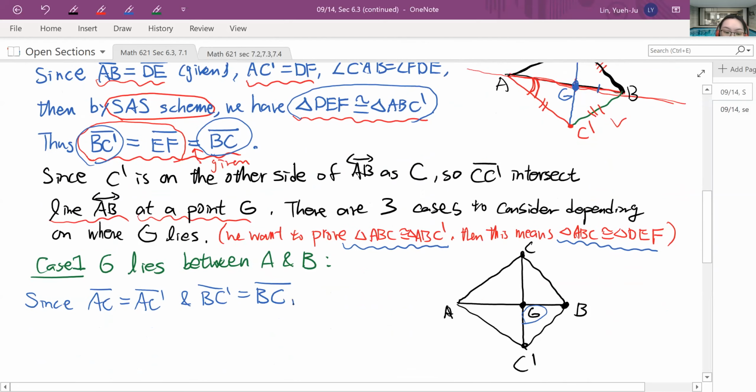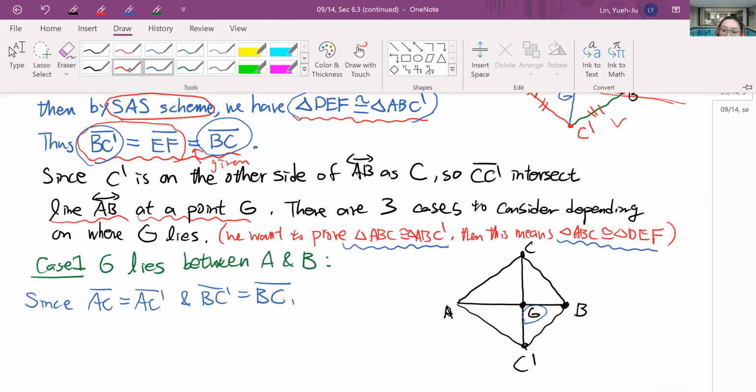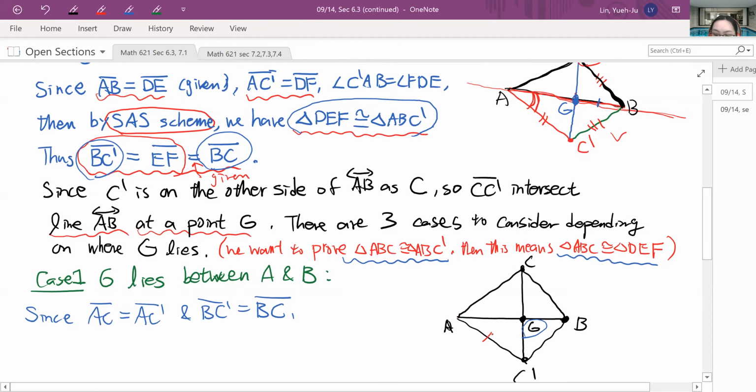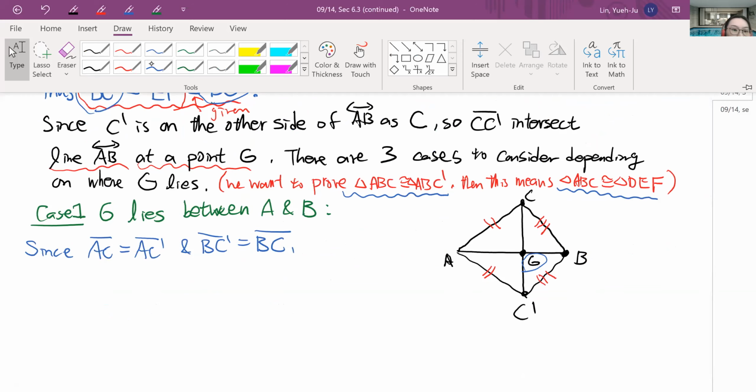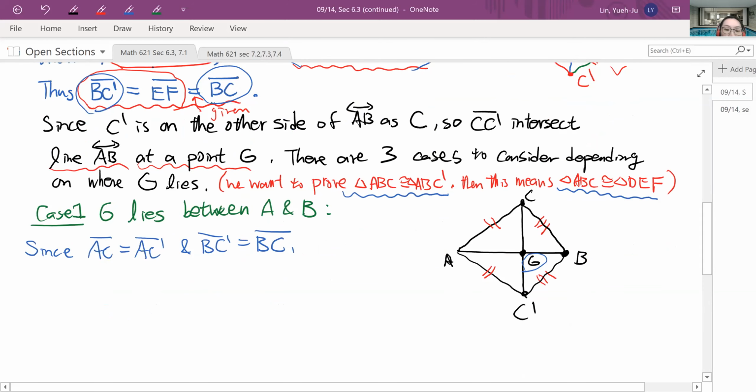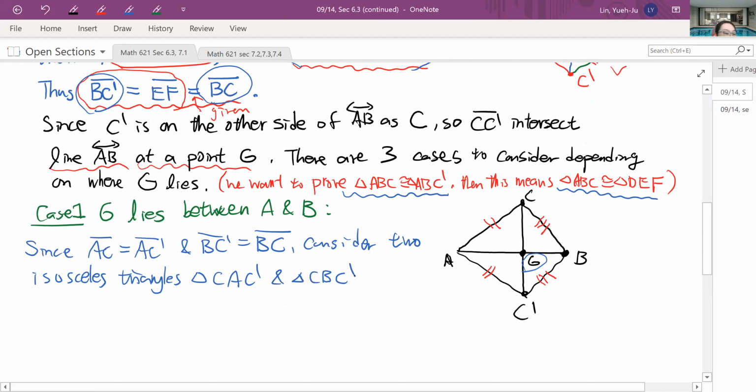Now let me make a mark here. AC is double bar, AC prime is the same as AC, and BC is triple bar. So I have all the information here. Now you can see we have exactly two isosceles triangles. So consider two isosceles triangles. One is CAC prime, and the other is CBC prime. From the picture, we know that.